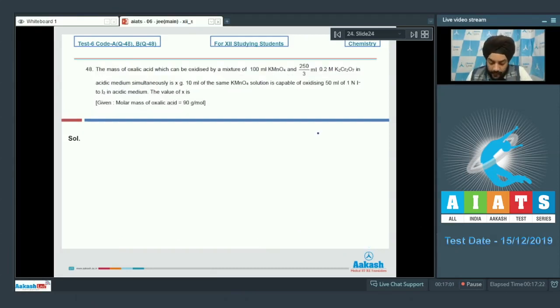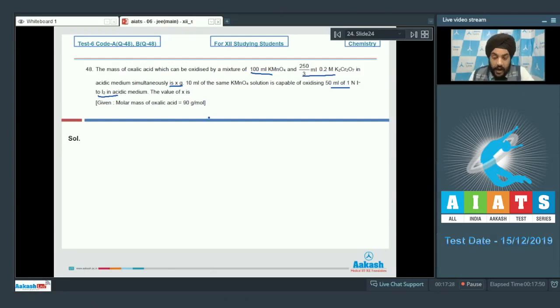Question number 48. The mass of oxalic acid, which can be oxidized by a mixture of 100 ml KMnO4 and 250 by 3 ml of 0.2 molar K2Cr2O7 in acidic medium simultaneously, is X grams. 10 ml of the same KMnO4 solution is capable of oxidizing 50 ml of 1 normal I minus to I2 in the acidic medium. We have to comment on the value of X. The molar mass of oxalic acid has been given to us. It is equal to 90 gram per mole.